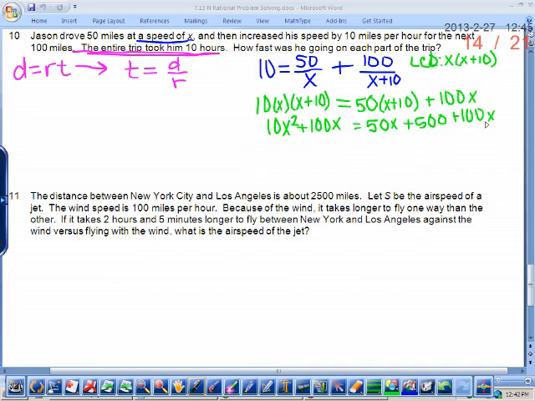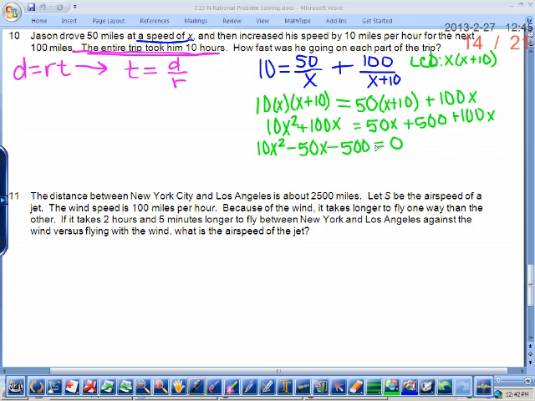What kind of equation is this? It's quadratic. So what does it need to be set equal to? 0. So I'm going to have 10x squared minus 50x minus 500 equals 0.